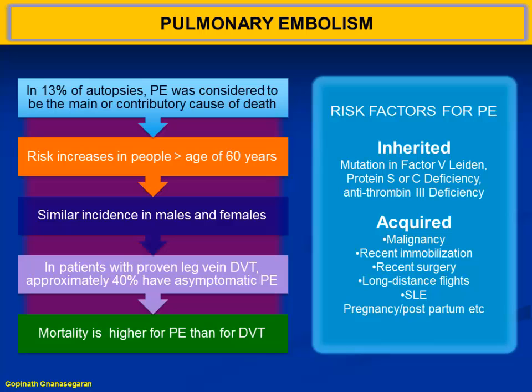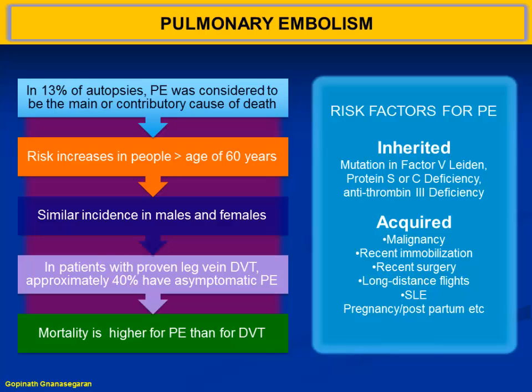In fact, in 13% of autopsies, PE was considered to be the main contributory cause of the death. Risk increases as we get older. Similar incidence, whether you're a male or a female, you are prone to PE. In patients with proven leg DVT, approximately 40% will have asymptomatic pulmonary embolism. And mortality is higher for PE than for DVT. DVT is again whether it's above knee or below knee. Based on that, they plan the management.